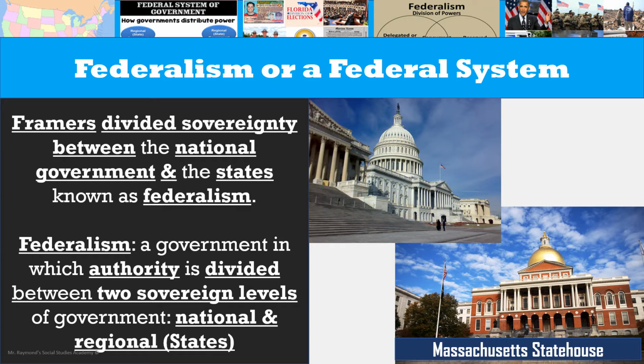So we were introduced to the concept of federalism, or a federal system of government, in our last lesson, and how the framers of the Constitution divided powers between the two levels. Again, federalism, or a federal system, is a government in which authority is divided between two sovereign levels of government, national and regional, in our case, state governments.